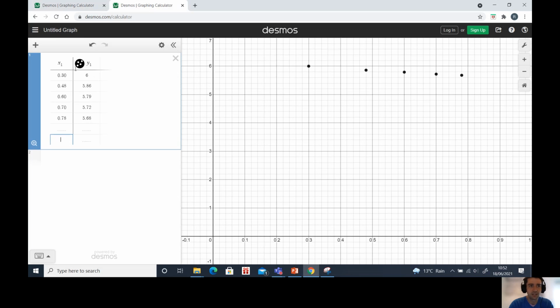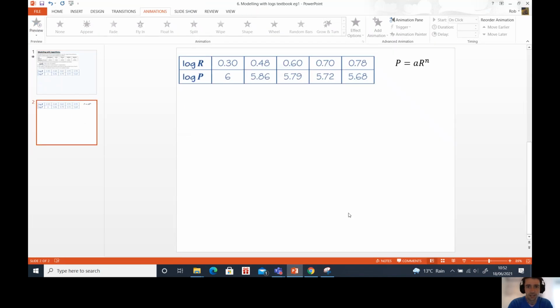What then happens when you use the log values from your table is, if we put log of R on the x-axis and log of P on the y-axis, then we get this rather lovely, what looks like a very, very linear relationship here. And what the textbook is asking is for you to draw a line of best fit and use that to find the values of A and n. I'm going to do that, but instead using the ClassWiz.